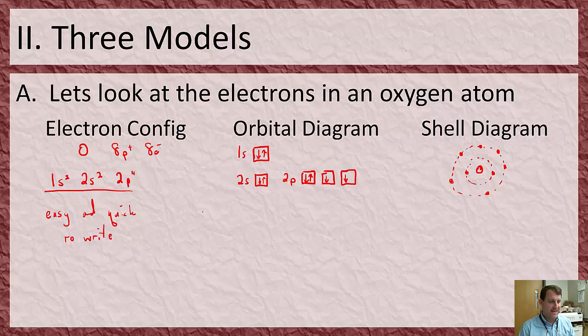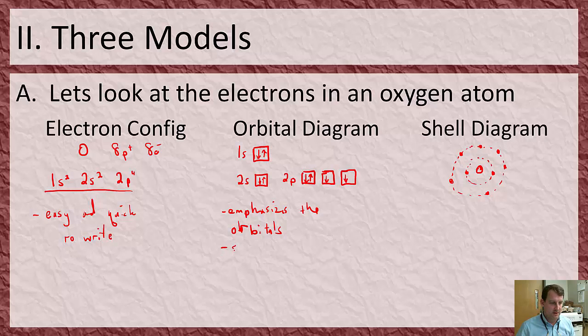This one is harder to write, but it also emphasizes the orbitals. And another thing it does is it shows you how many unpaired electrons there are. And what we're going to find is whenever there's an unpaired electron, that's going to be a place where a bond is likely to happen. So oxygen, it looks like, is likely to form 2 bonds, one with each of these unpaired electrons.